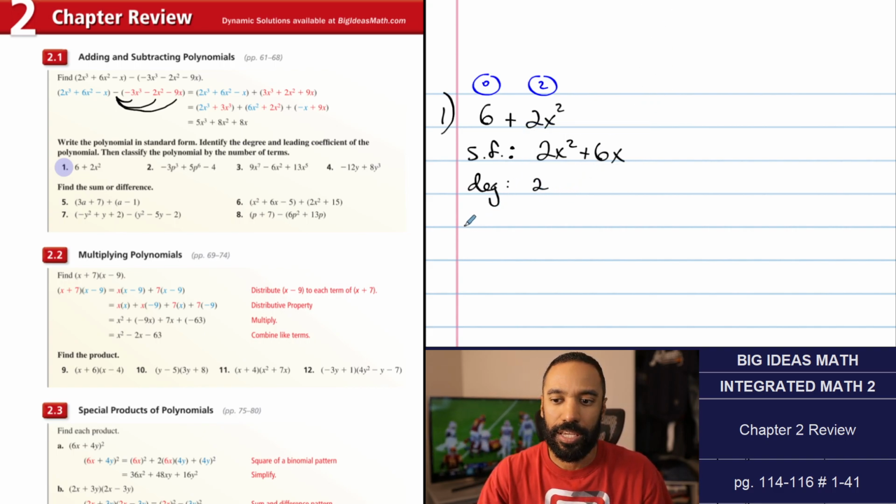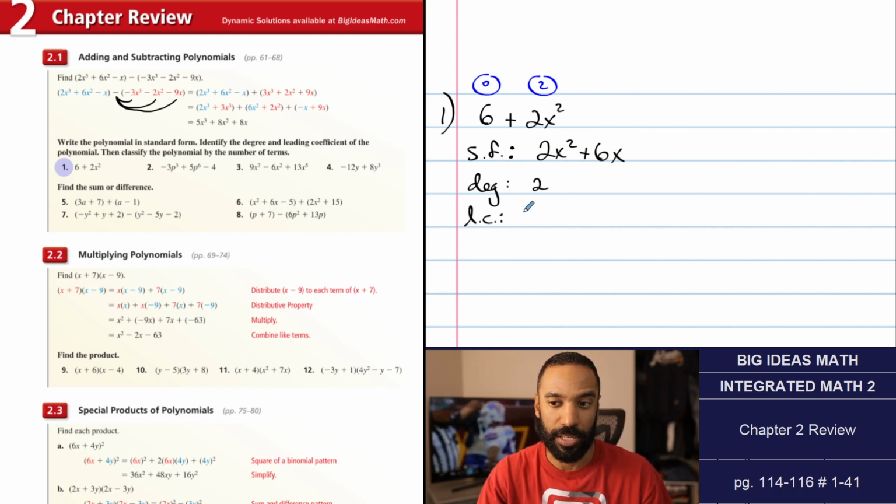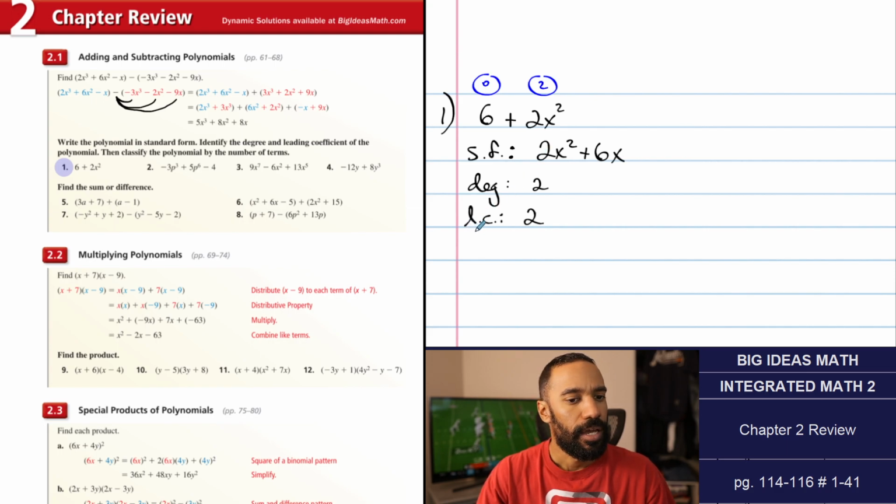Okay. The leading coefficient is the coefficient of the leading term. By the way, when I keep saying leading term, it's not from what they wrote, it's from what standard form is. So the leading coefficient is not 6, but it's 2 because of this guy. And classify by the number of terms.